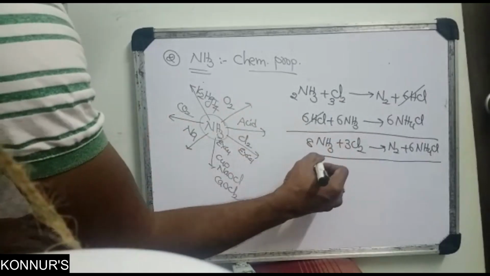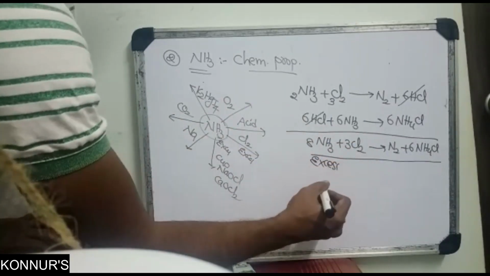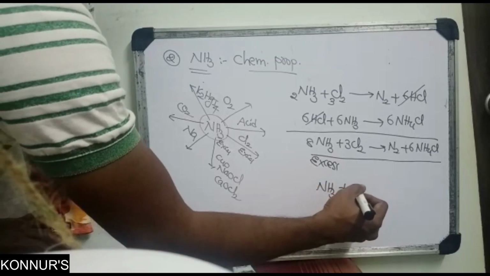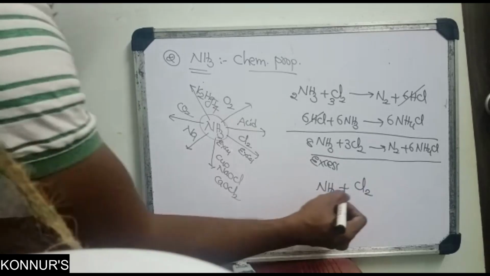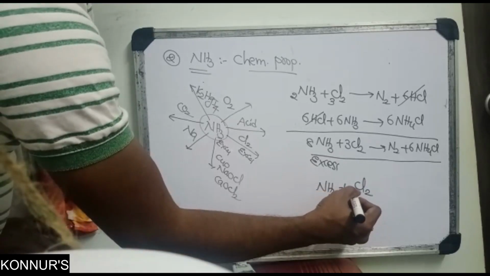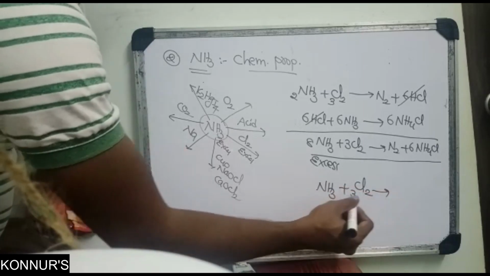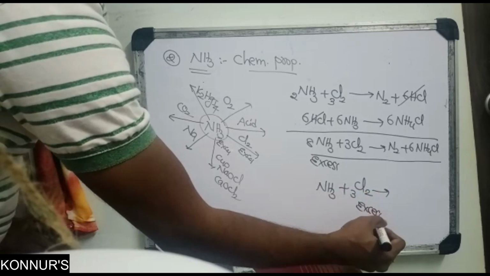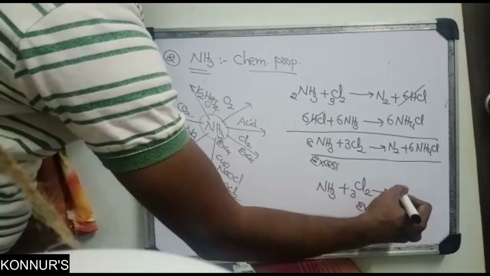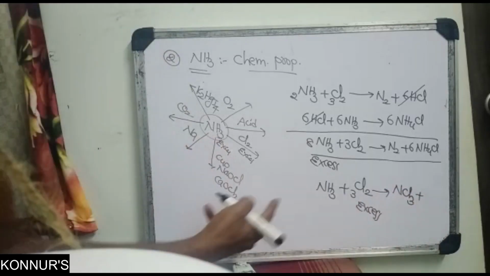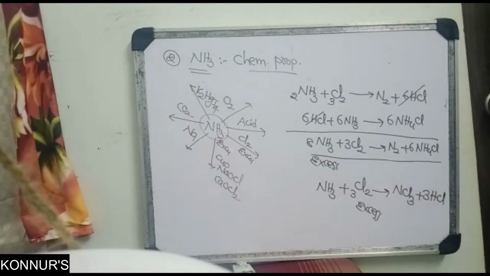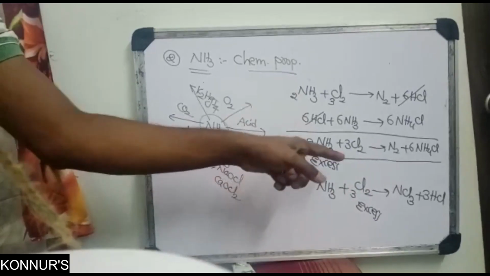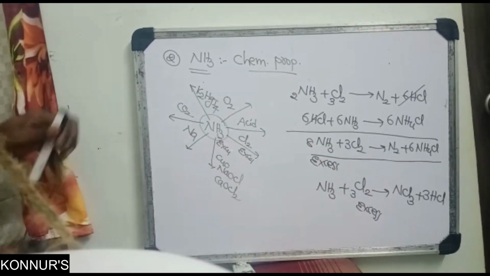Now chlorine you take in excess. So NH3 plus Cl2, in the ratio 1:3. This is excess. So nitrogen also reacts with chlorine, and you are getting NCl3. Plus 3 hydrogens react with this, giving 3HCl. So NCl3 and HCl, if chlorine you have taken in excess amount. So these are two important concepts.